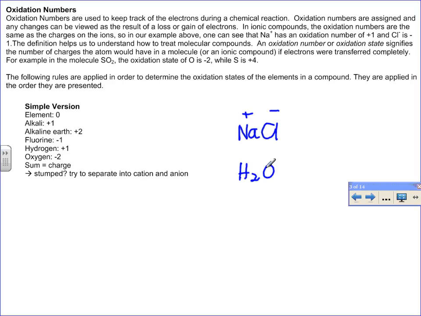You can think of oxidation numbers as being the charge that the atoms would have if the substance were ionic. So if the electrons were transferred completely from one atom to the other in the formation of these compounds, these would be their charges.